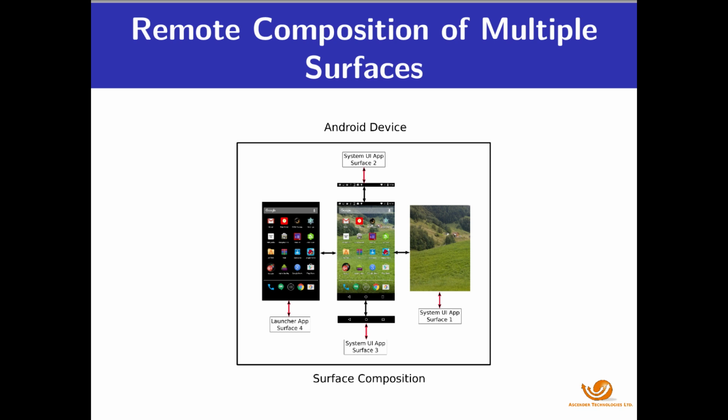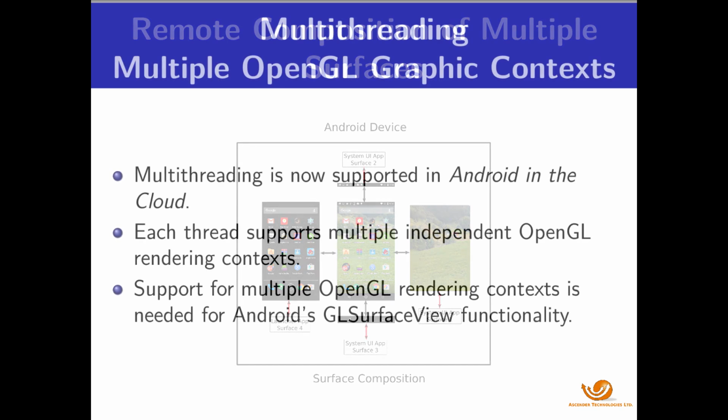The fourth surface is the launcher, the part of the Android user interface that lets users customize the home screen, launch apps, and perform other tasks on Android devices. This surface is non-opaque, resulting in wallpaper peeking through in transparent areas of the surface.